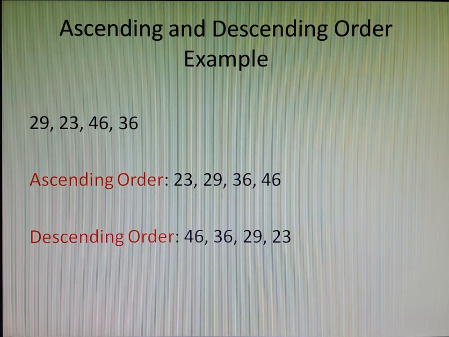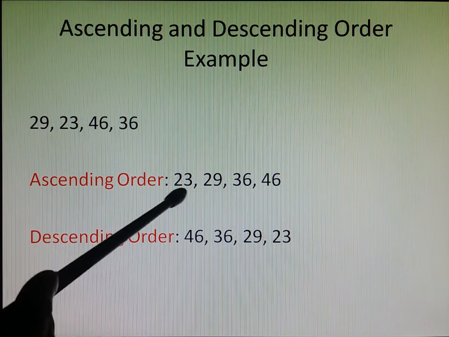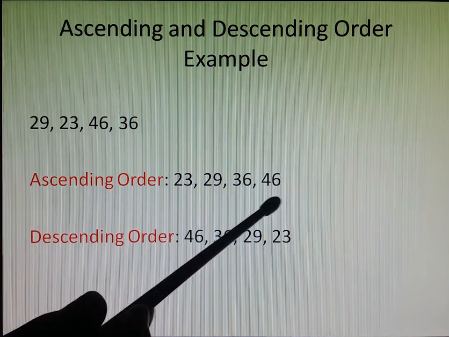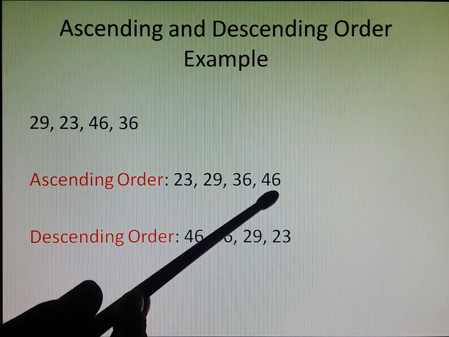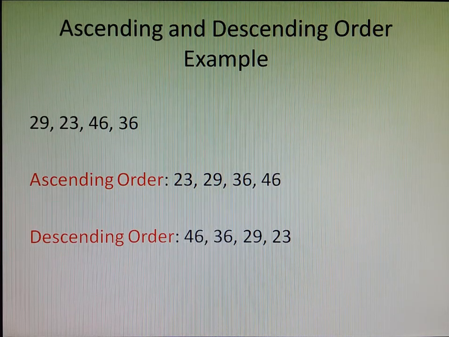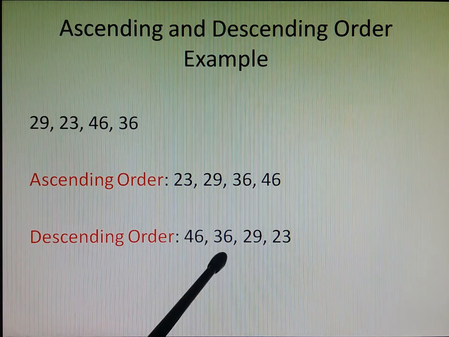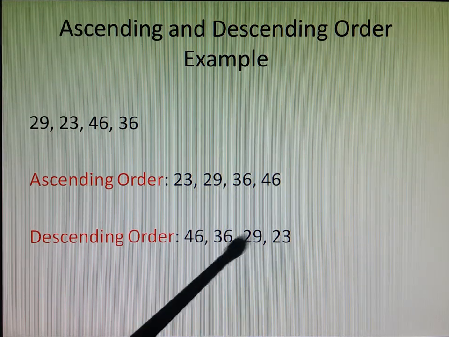Let us take one example of ascending order and descending order. Here 4 numbers are given: 29, 23, 46 and 36. Arrange these numbers in ascending order and descending order. First we have ascending order. Ascending order is going from smallest to greatest. So first is 23, then 29, then 36, and the greatest number, last, is 46. Descending order is going from greatest to smallest. So first we have 46, then 36, then 29 and 23.